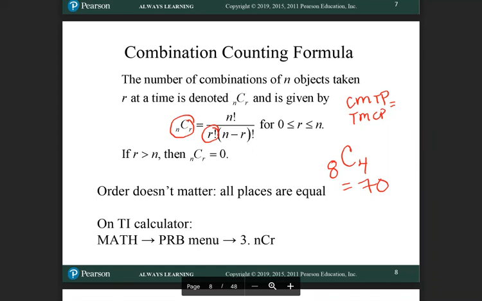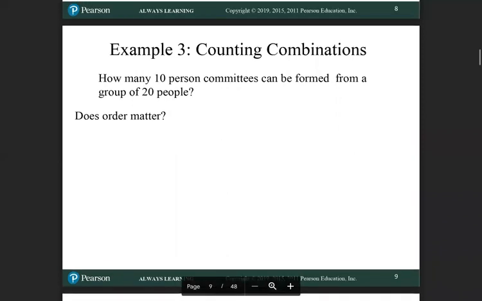Okay, let's look at an example here. An example of a choose function or a combination function is when we have 20 people and we want to make a 10-person committee. So does the order matter? If you're in a 10-person committee, it doesn't matter if your name was called first or third. No, it's equal membership. It's a committee, right? Everyone's on the same playing field. So in this case, order does not matter, which means we're going to be using a choose or a combination.